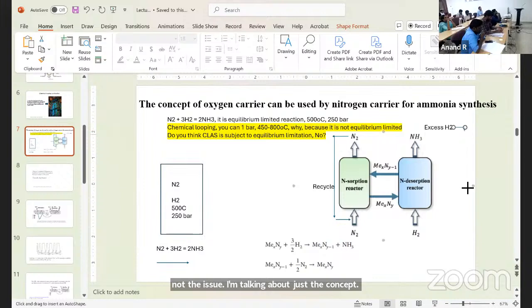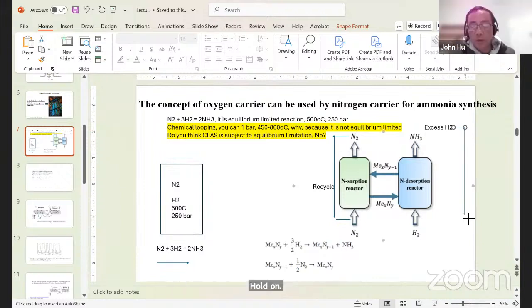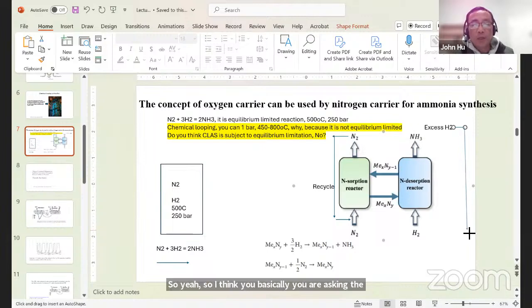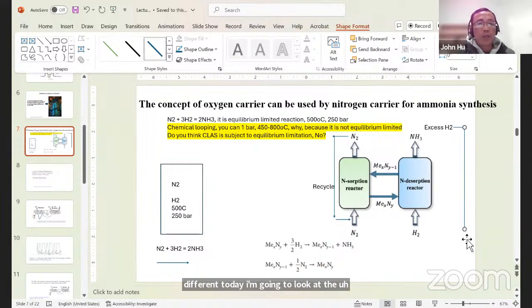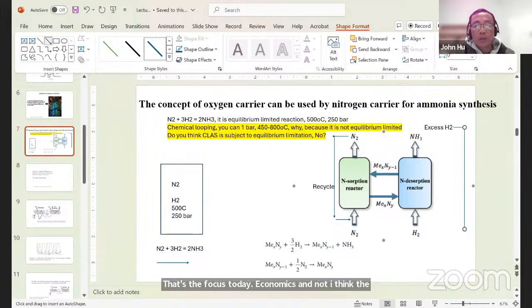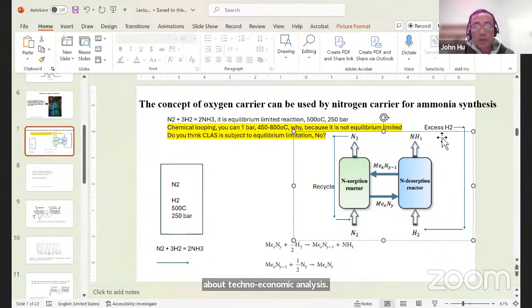Yeah, understand. So I think you are asking about the different... Today I'm looking at the highlight, the yellow highlight. That's the focus today. Economics, not. I think that either tomorrow I will have a separate session that talks about techno-economic analysis. You will see the whole picture of this. Okay, so I think this is your question, all right?